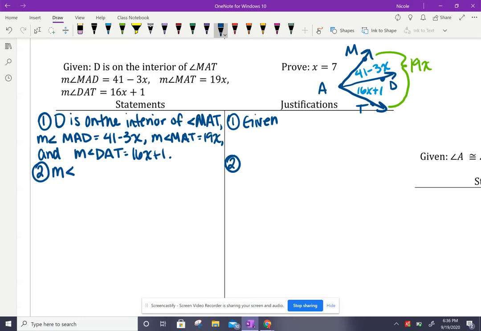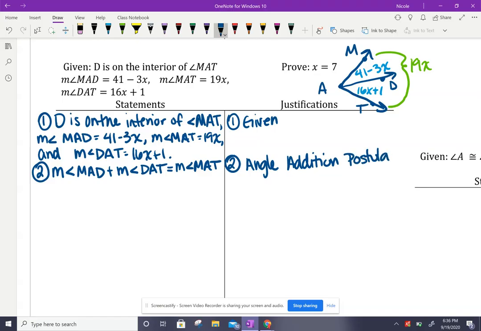So the measure of angle MAD plus the measure of angle DAT, those two smaller angles, equals the measure of angle MAT, the original large angle. And our justification is angle addition postulate. And again, you can shorten that with POST.